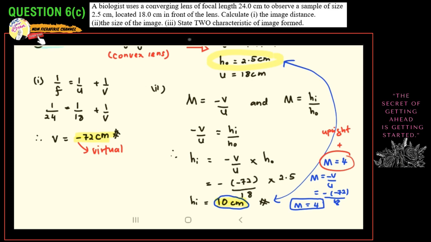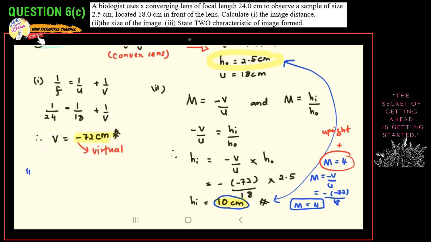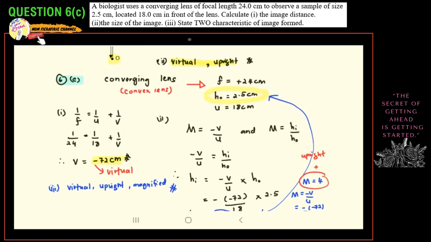So number 3, state 2 characteristics of the image formed. So kita boleh cakap lah. Okay, number 3. Kita boleh bagi 3, tapi dia nak 2, bagi 2 saja. Iaitu virtual. Okay. Upright. Okay. In case soalan nak 3, kita boleh tambah satu lagi adalah magnified. Okay. Now we finish question number 6. So let's proceed to question number 7.